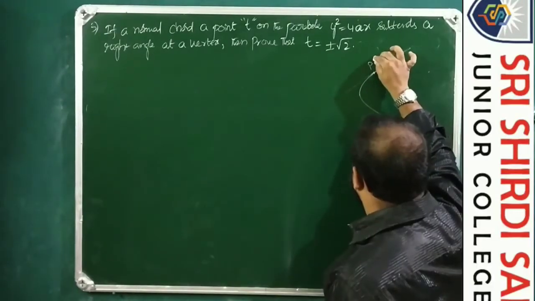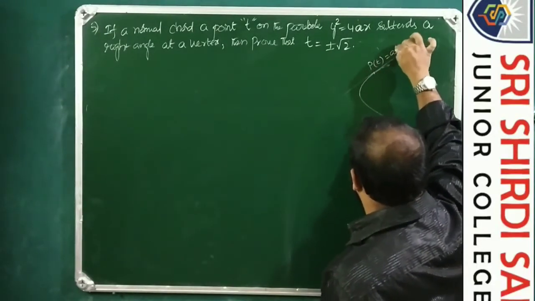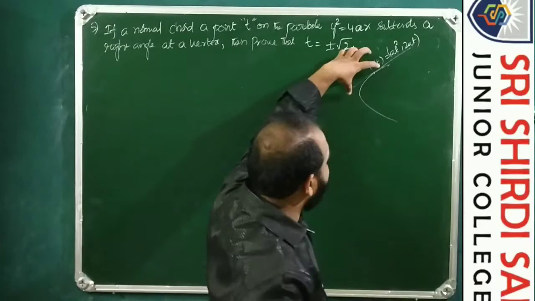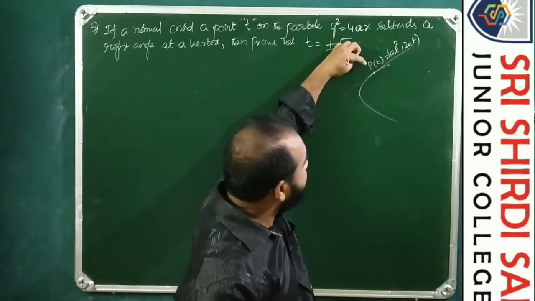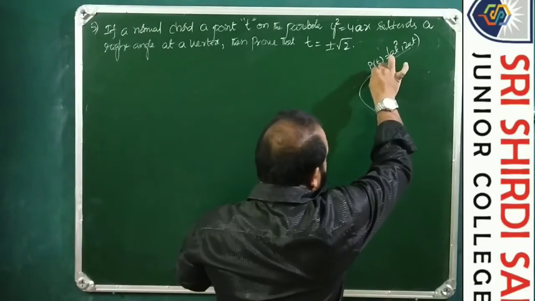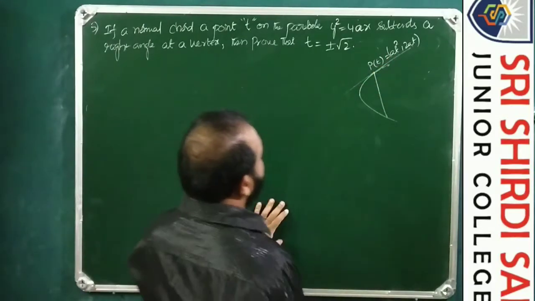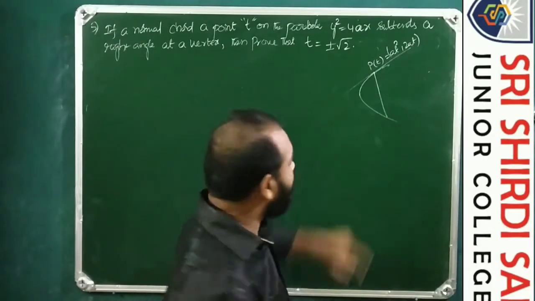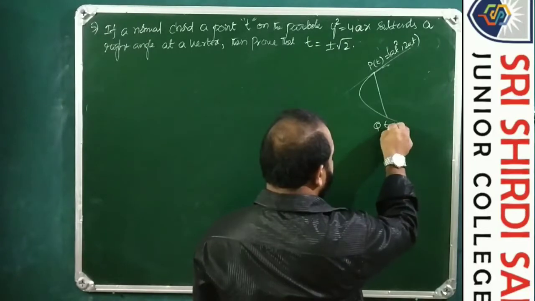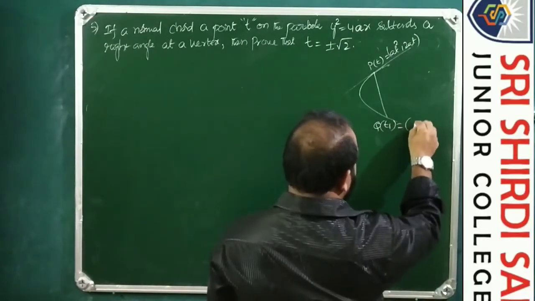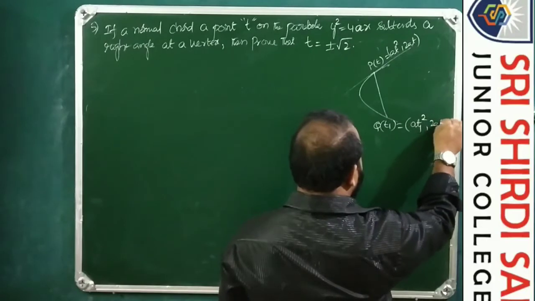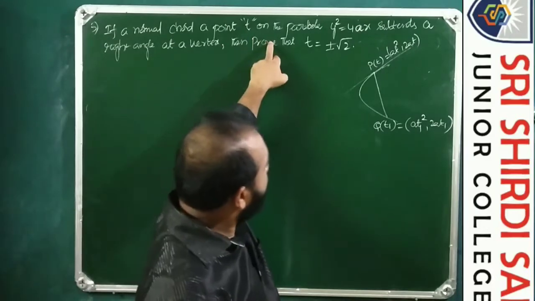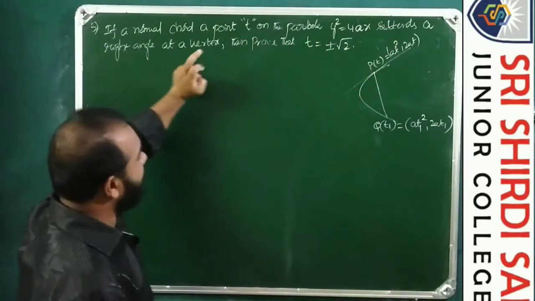Let's take this point P of T, the parametric point at square comma 2at. If this is a tangent, the line which is passing through P and perpendicular to this tangent is this normal. Let this normal again intersect the parabola y square equals 4x at Q of T1, which is a t1 square comma 2a t1. Now this normal chord subtends a right angle at the vertex.